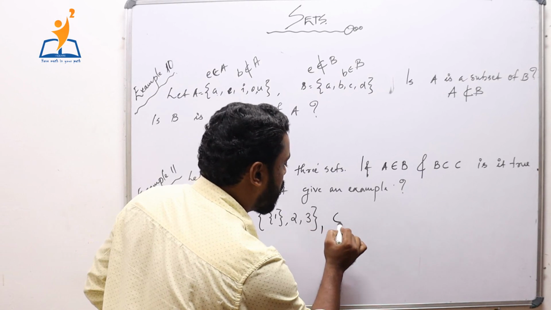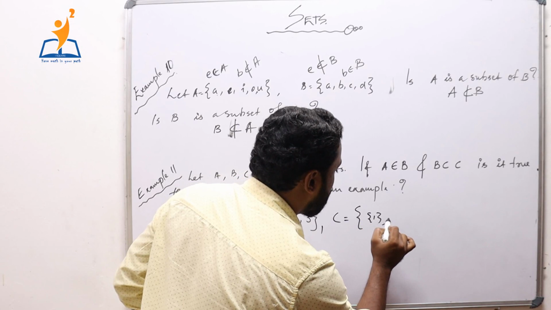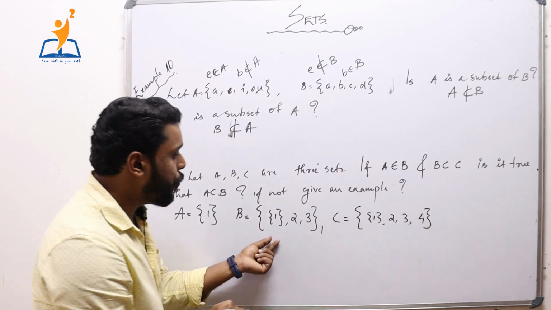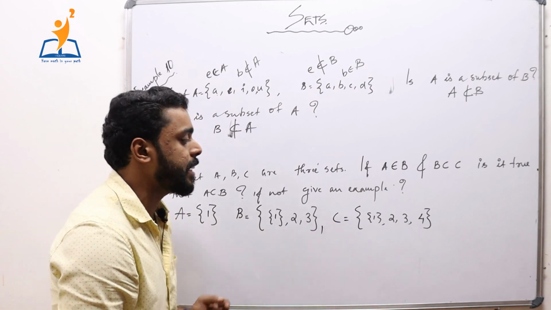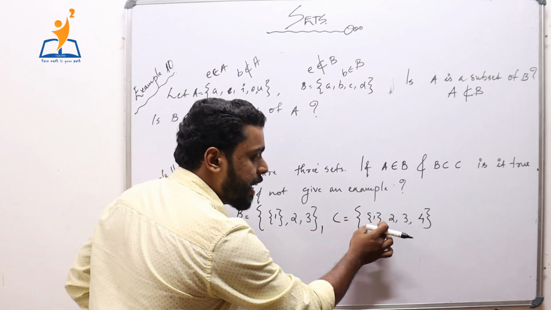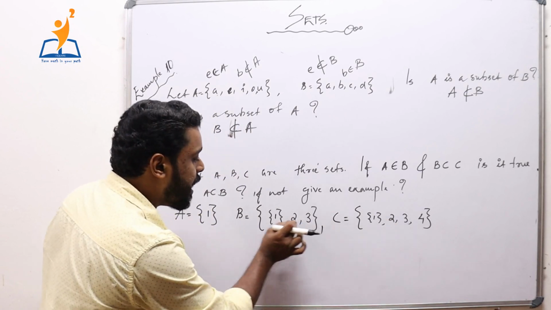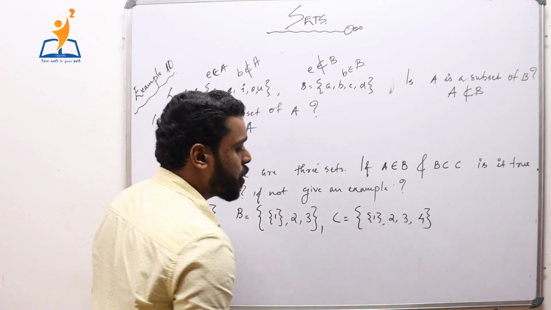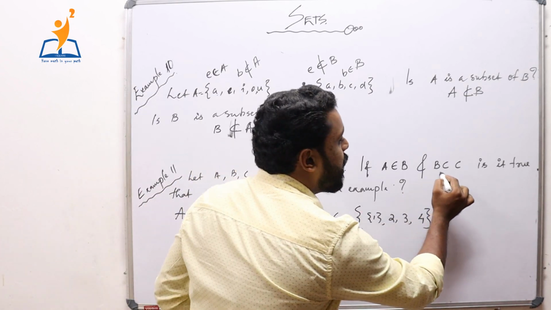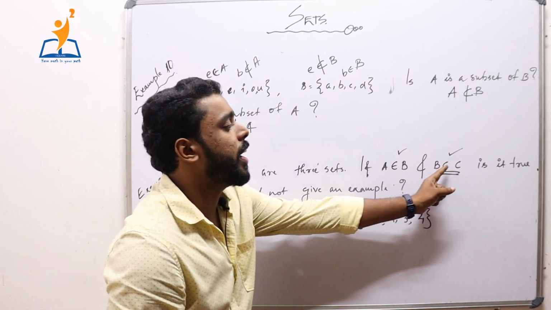Therefore, we can say that A is an element of B. And I construct the third set C as the set 1, 2, 3, 4. See, every element of B is in the set C because singleton 1 is there in B, singleton 1 is there in C also. 2 is in B, 2 is there in C also. 3 is in B, 3 is there in C also, which means that every element of B is also in C. Therefore, B is a subset of C also. So, we constructed an example satisfying these two conditions.